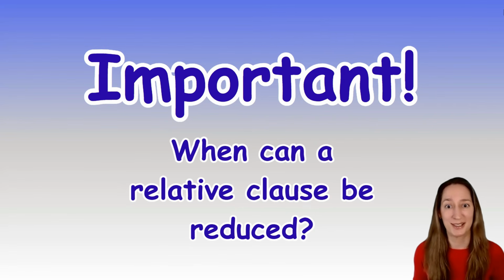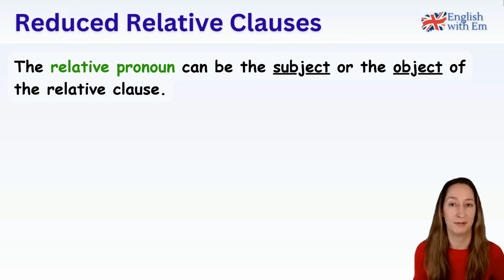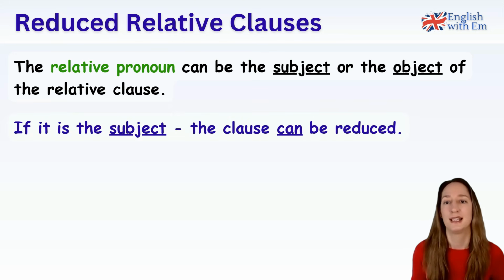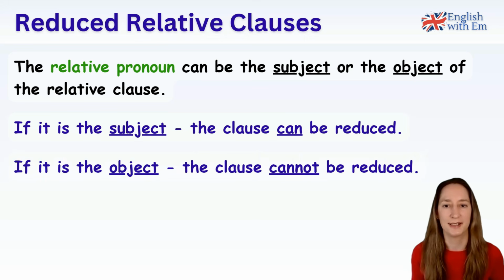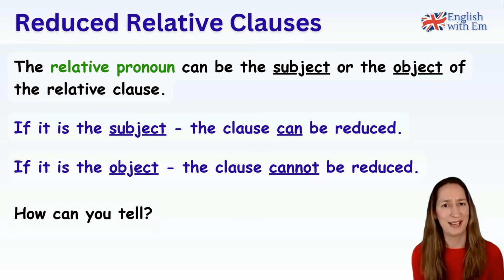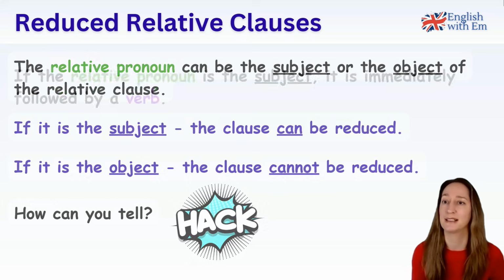Now, some important information for you. The relative pronoun can be the subject or the object of the relative clause. If it is the subject, the clause can be reduced. But if it's the object, the clause cannot be reduced. How can you tell? Don't panic, because I'm going to show you a quick hack so that you can identify really easily whether the relative pronoun is the subject or the object.